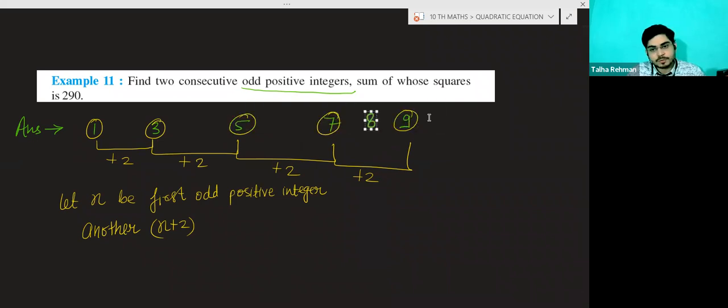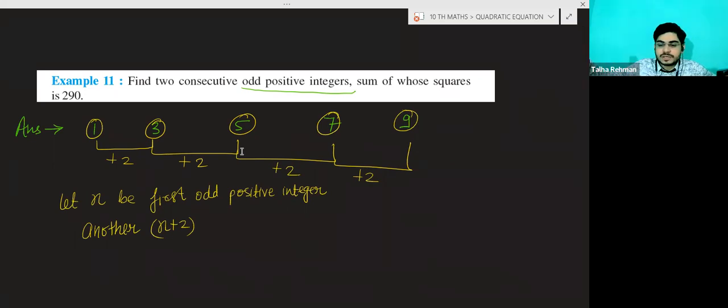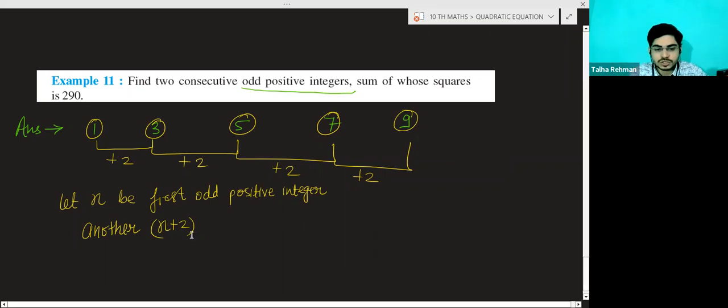Now we have the odd positive integers 1, 3, 5, 7, 9. So when you add 2 to 1, you will get the next positive integer. When you add 2 to 3, you will get the next positive integer. So basically, if you are assuming that the first positive integer is x, then for the next positive integer you have to add 2 to it. That is why the other positive integer we have taken as x plus 2.